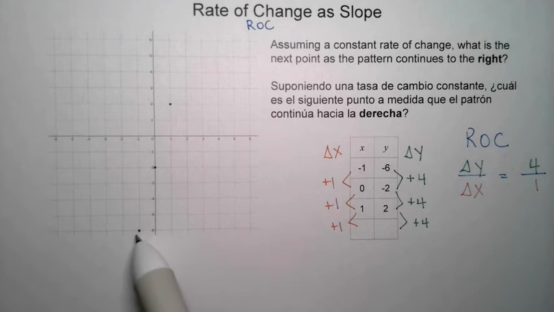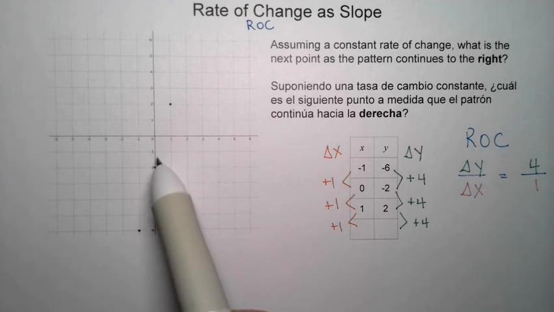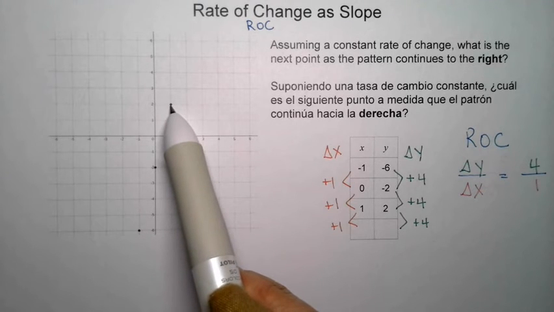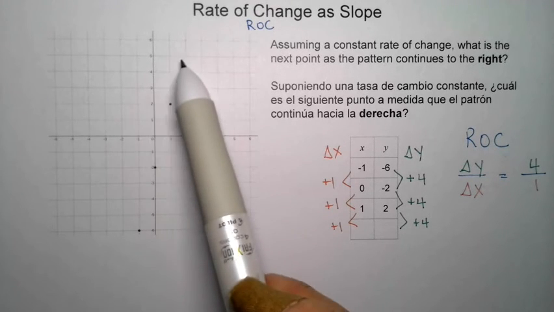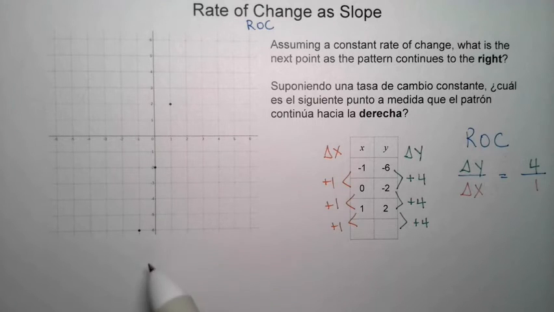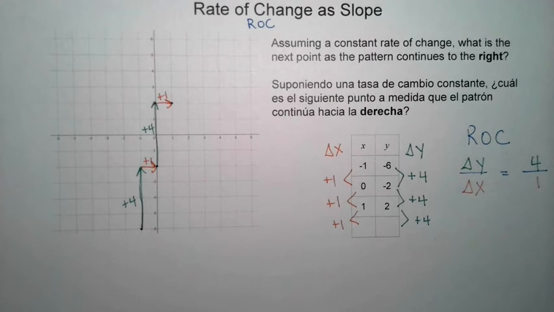You can see we have the point -1, -6, the point 0, -2, and the point 1, 2, and we want to know what the next point is. And on a graph, again, we call that slope. You can see the same values that we had for our rate of change because our change in y is our rise and our change in x is our run. And so what is that next point continuing to the right?